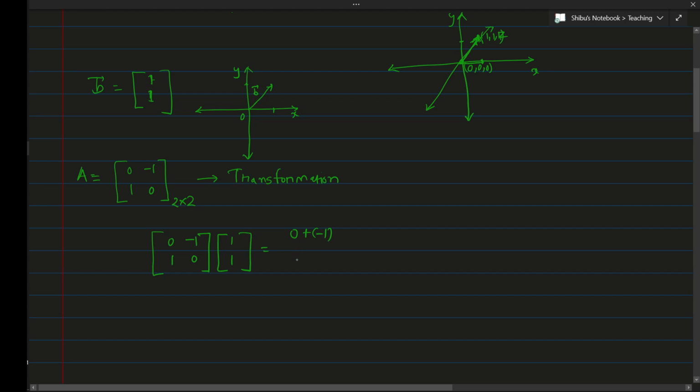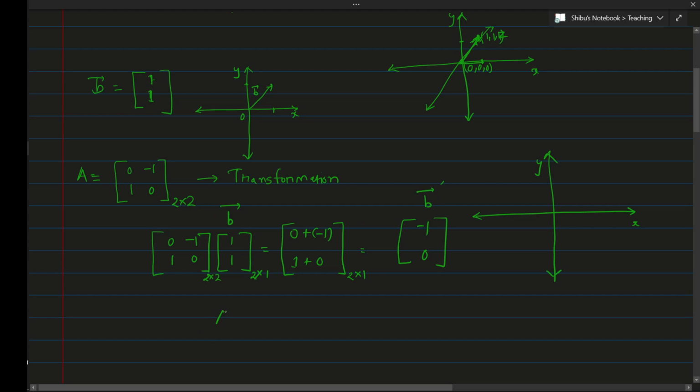Similarly for the second, this is a 2 cross 2 matrix, this is a 2 cross 1 matrix. So the resultant matrix will be a 2 cross 1 matrix, right? This 2 and 2 will get consumed. Now 1 into 1 is equal to 1 plus 0 into 1 equal to 0. So this will be -1 0. If we represent it in the graph, this is the x-axis, this is the y-axis. Our initial vector is our b vector and this is our b dash vector.